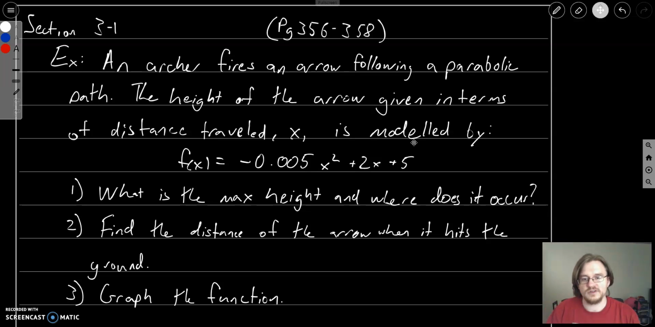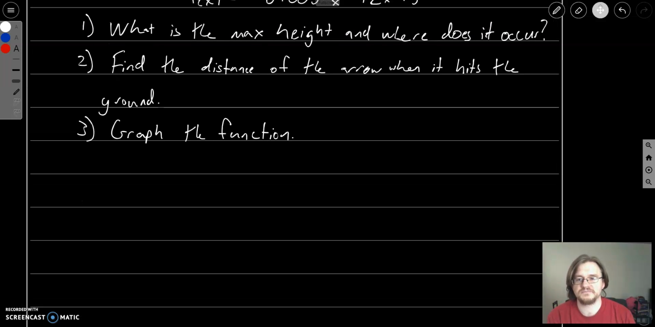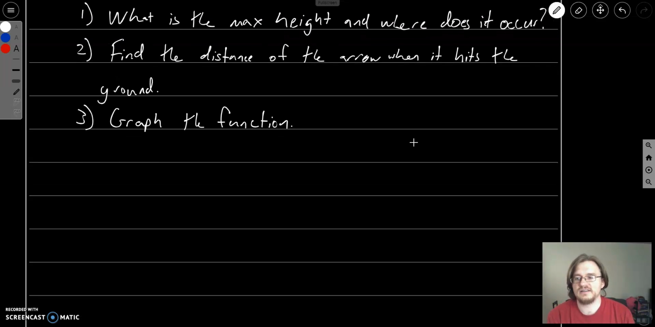So the further it travels, x, we can calculate its height by plugging in how far it's traveled, x, into our function. So it asks some questions. What is the maximum height, and where does it occur? We'll find how far the arrow travels before it hits the ground, and we'll just graph the function. So again, to find a maximum, we're looking for the vertex of the graph.